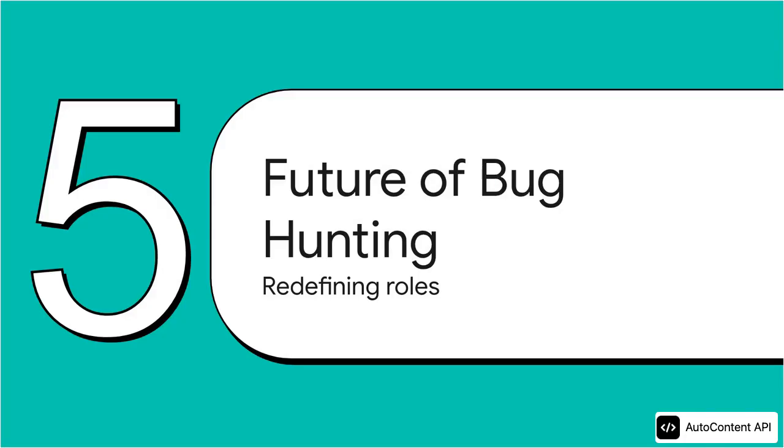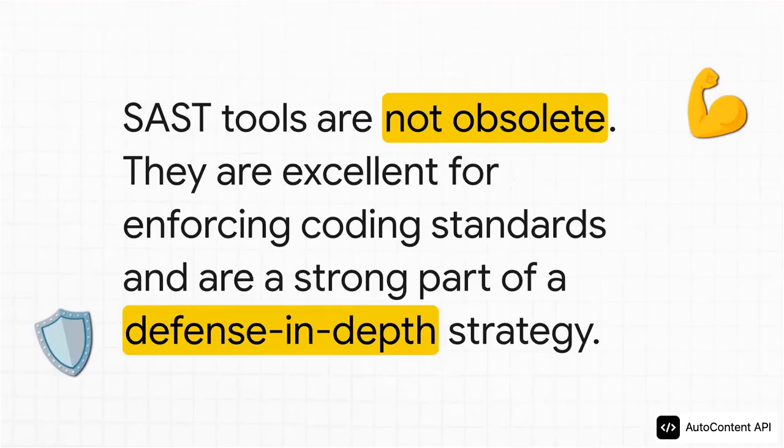So what does this all mean for the future of finding security flaws? Well, it's really about redefining the roles, about letting humans and machines each play to their unique strengths. And it is absolutely critical to understand that this doesn't make tools like SAST obsolete. Not at all. They are still fantastic at what they were designed for, enforcing basic coding standards and catching the low-hanging fruit at a massive scale. They are still a vital layer in any good security strategy.